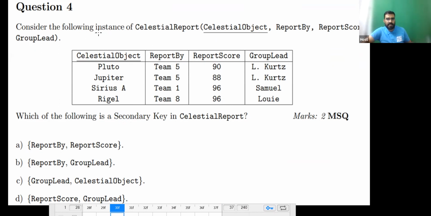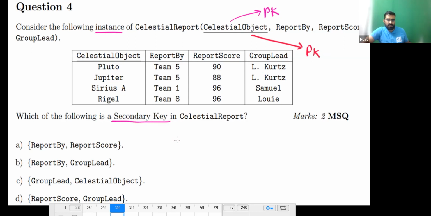So the question is saying, consider the following instance. One instance is given to you, and you can clearly see that this is the primary key. An underline simply means primary key. Whenever they give you this underline, it denotes a primary key. So the primary key is already given to you, and the remaining attributes are given. Which of the following is a secondary key?